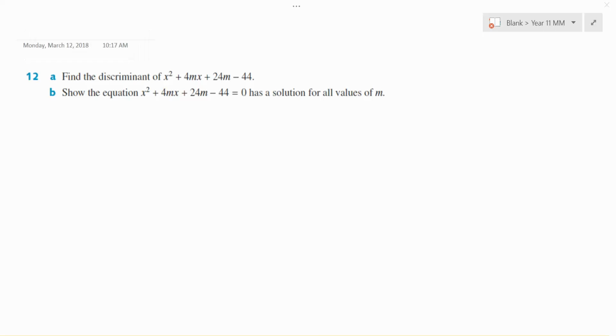Right, year 11s. This is exercise 3I, question 12. I'm going to show you how I'm going to do this question here. So let's have a look.